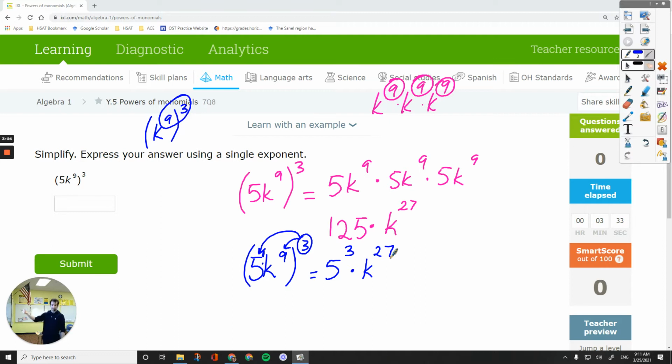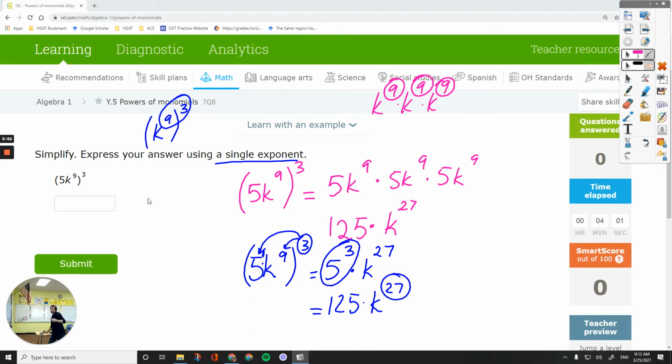So they are the same things, but it says use a single exponent. I have 3 and 27 right now. That means you need to get rid of one of them. That's just a number. A number to the power of another number. You just put it in a calculator and see that it is 125 for this question. And then keep the second one. Only exponent. I can put this as my answer. 125 times k to the power of 27.